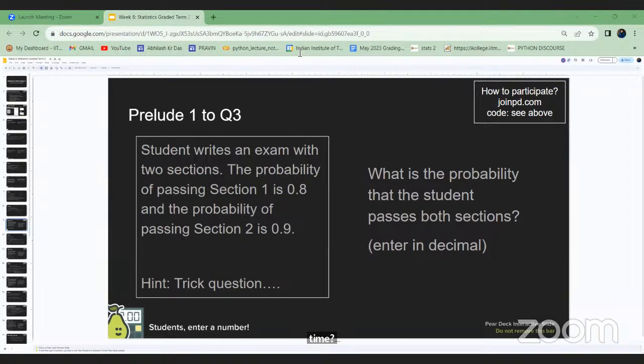Excuse me, sir. Yeah, go ahead. Sir, can you tell the code for the joinpd? I actually joined late. Okay, yeah. There is no code. You just need to solve the question, and then we will discuss. There's some issue with the website, so there's no need to join that website joinpd.com. So you just solve the question, and then we are going to discuss it at the end of this time frame. Okay, sir.